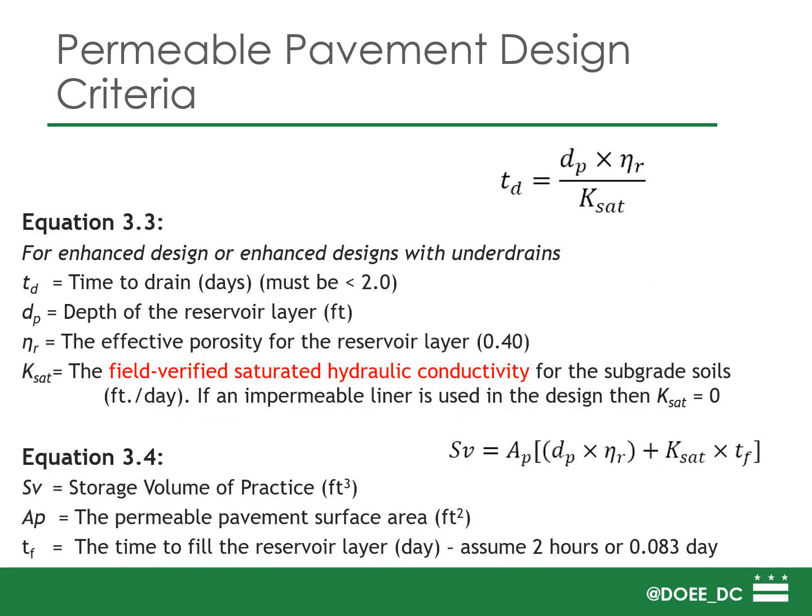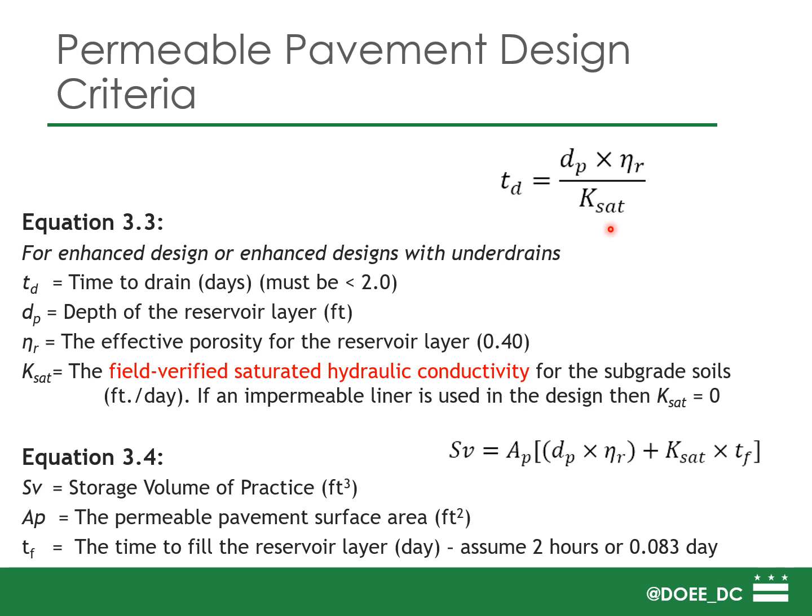There are a number of key calculations. These are 2 of the equations in the Stormwater Management Guidebook for the permeable pavement design. Equation 3.3 calculates the time to drain for the storage layer. For the enhanced design, or the enhanced design with an underdrain, that sump layer, it is the depth of the reservoir layer multiplied by the effective porosity of the reservoir layer, which we use as 0.4 based on the typical size of the stone, divided by the field verified saturated hydraulic conductivity.